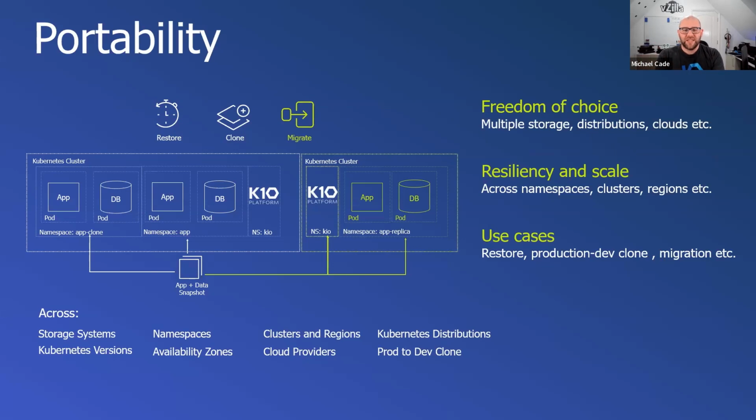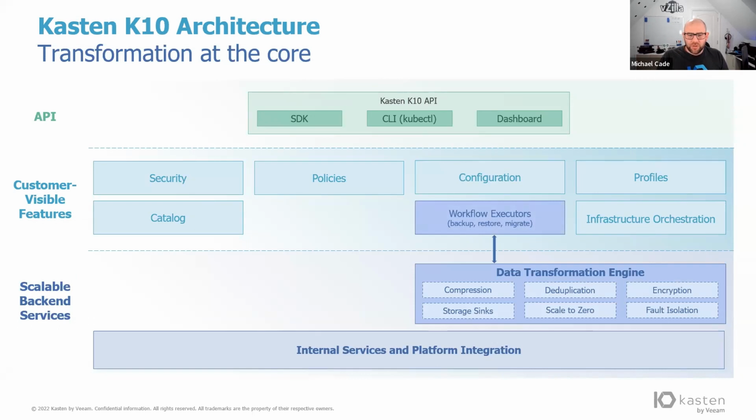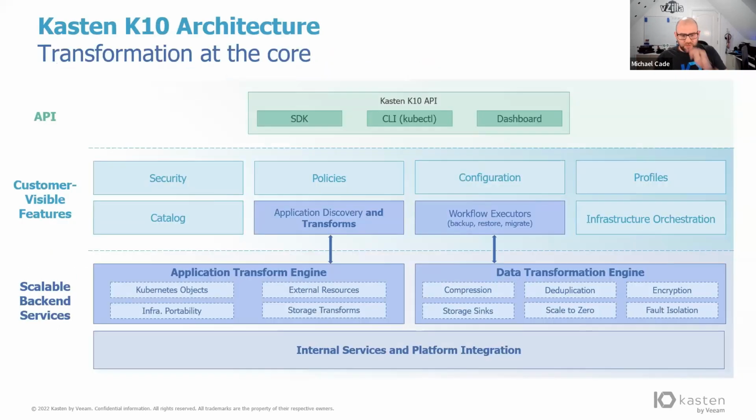Those three things are the key use cases when it comes to portability: being able to restore to a different cluster, being able to clone to a different cluster and take advantage of other services that might be available, or actually migrating to a different location, whilst also having that freedom of choice, different storage, different distributions, different clouds, having the resiliency across different namespaces, being able to restore on a granular basis to spin up and spin down whatever you need. I've kind of gone through the use cases there. So this kind of gets into the weeds a little bit about the transformation.